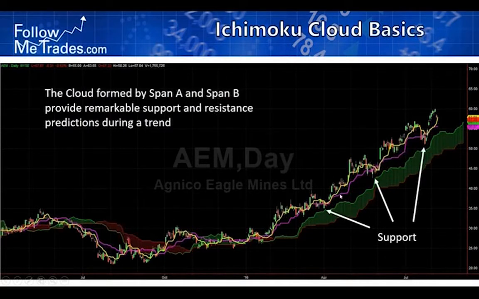And we look at the cloud, and it can project, and usually does, some really good support. So price can pull back, and quite often, even if it goes into the cloud, end up reversing and continuing a trend. So I use the cloud as part of it. I don't think it's a full, complete system. It doesn't do everything I want, but it has some really, really good components, so I combine it.